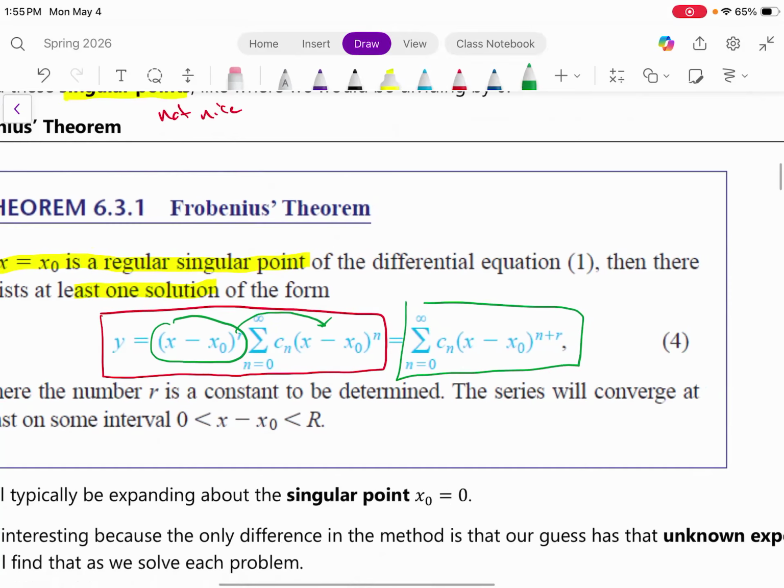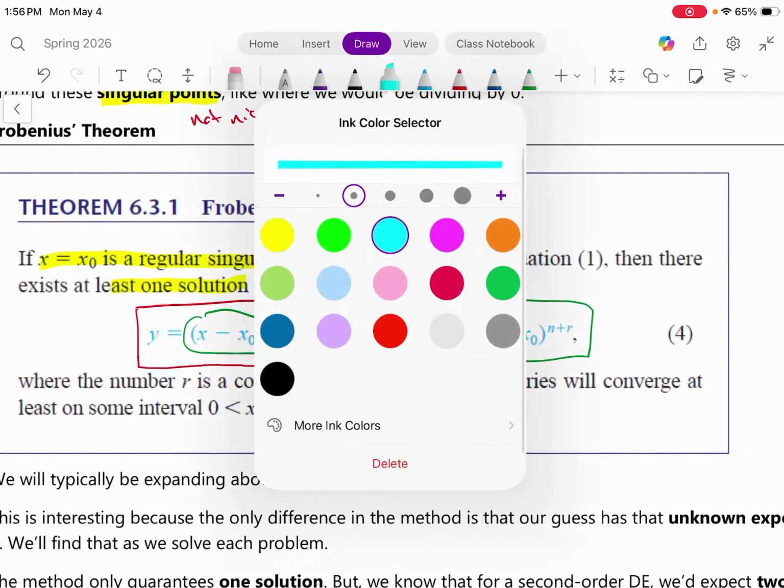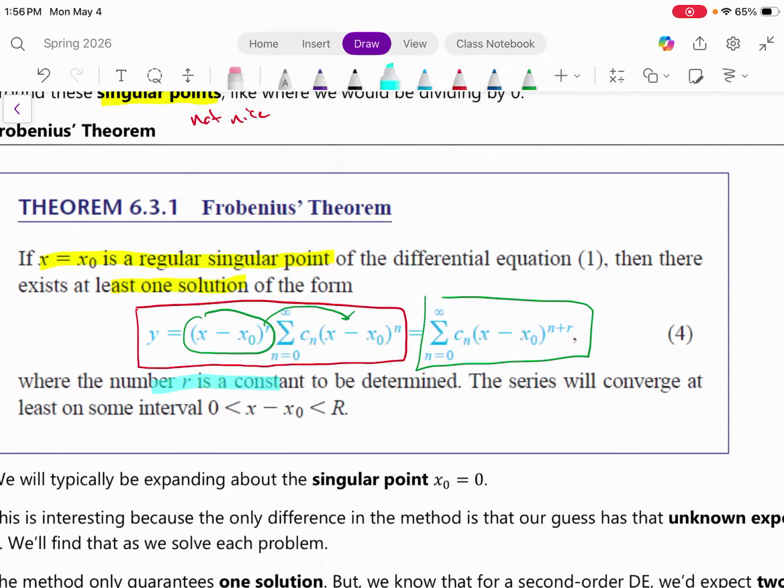Okay, and so there is that new variable r, right? R is just a constant, so don't worry about it. It's not a specific type of variable that we have to deal with. It's a constant R, and we're going to be able to determine what that's going to be.